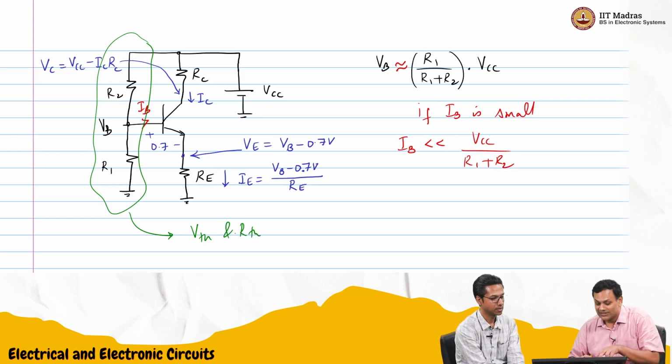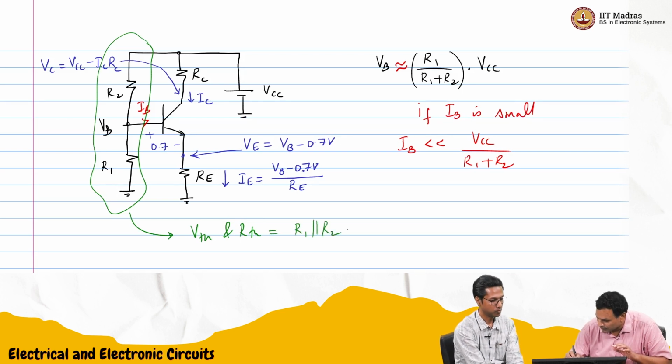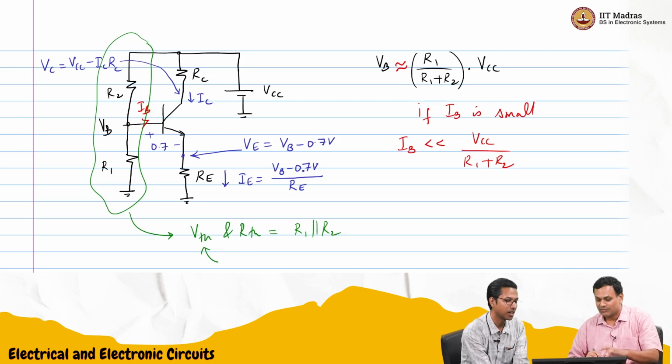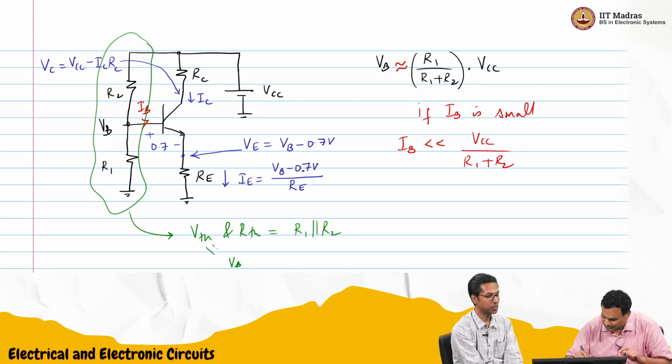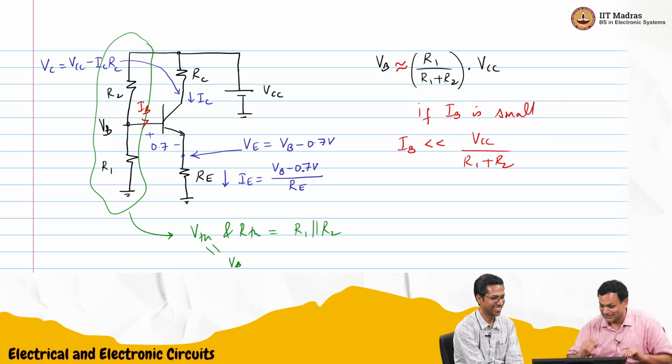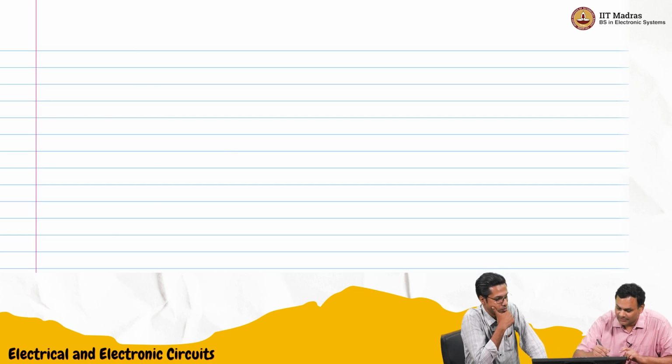So Thevenin resistance seems to be R1 parallel R2, because VCC goes to 0. And V Thevenin will be VB already. There we don't have to approximate. So shall we draw the circuit with the Thevenin equivalent, just so that people will understand.